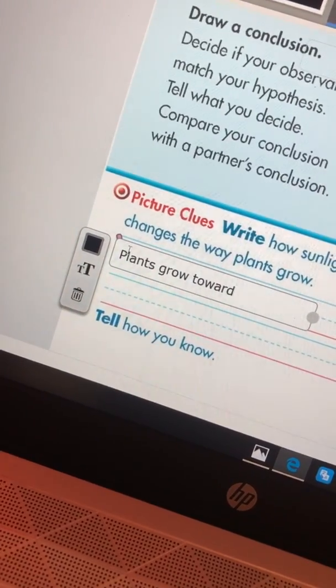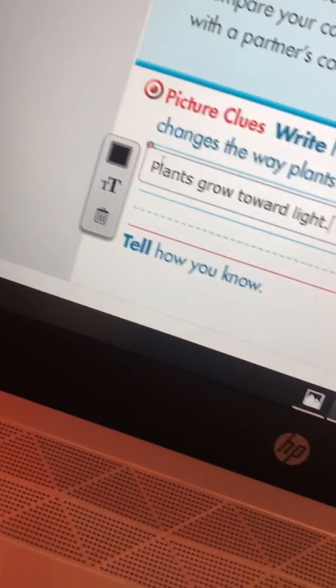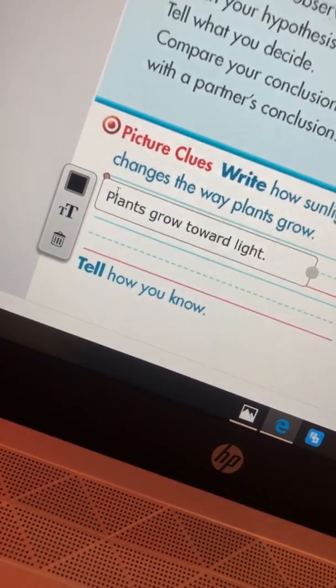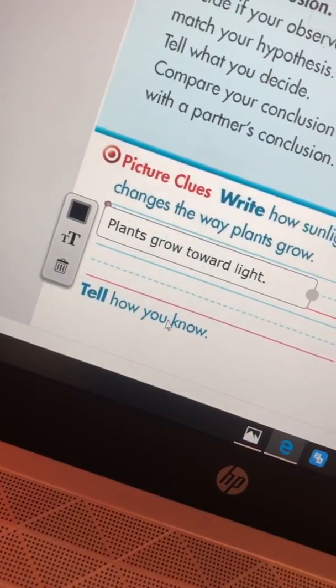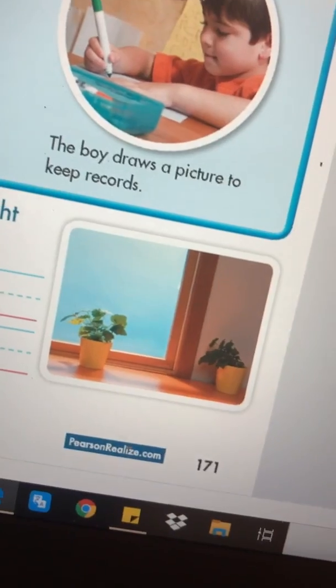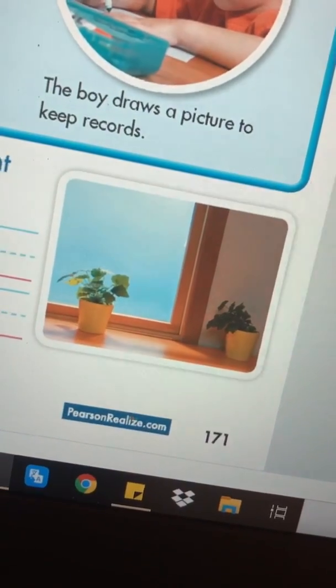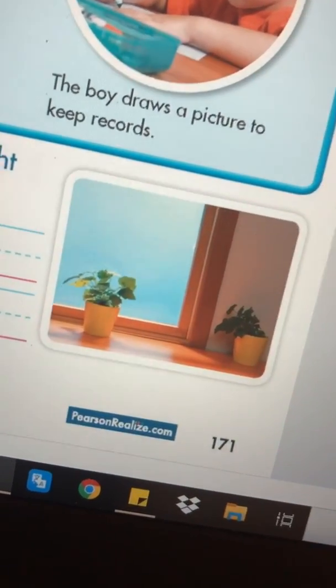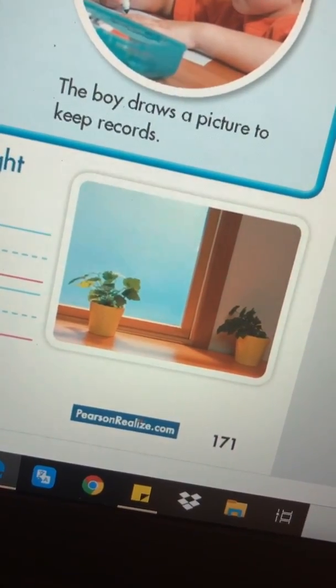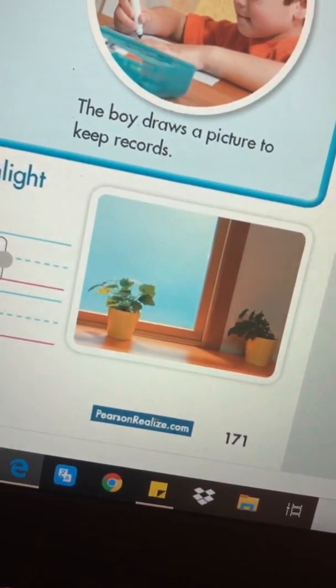Plants grow toward light or sunlight. Nice. You have another question. Tell how you know that. So the picture shows here, this picture. Can you see the plant? The plant is growing to this side, to the sunlight side. So the plant here is growing toward the sunlight, looking for the sunlight. So now how do you know that?